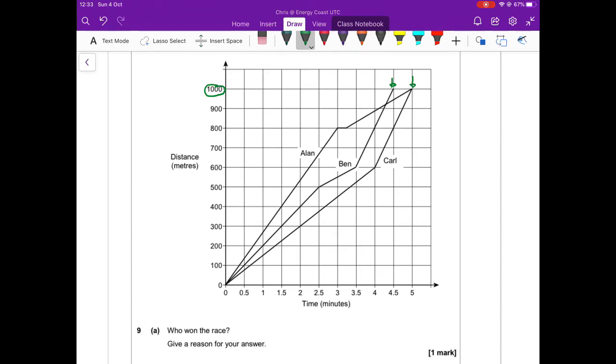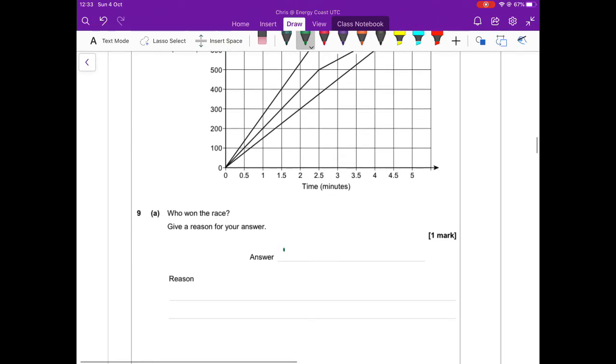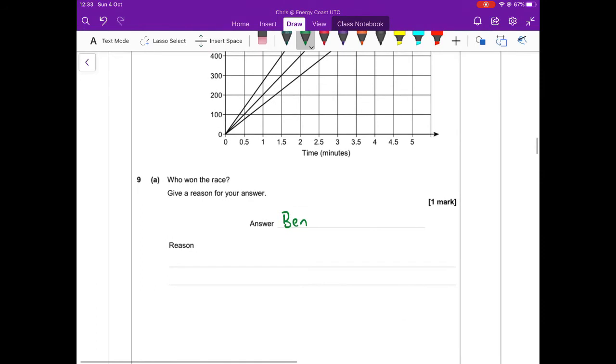So the winner, if I follow that back, is Ben. And that's all I need to write. I need to write Ben, and a reason, because he finished quickest, or he finished earliest or something.